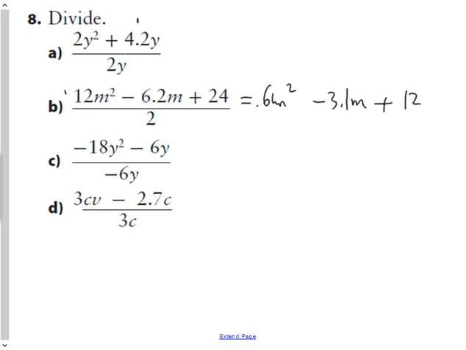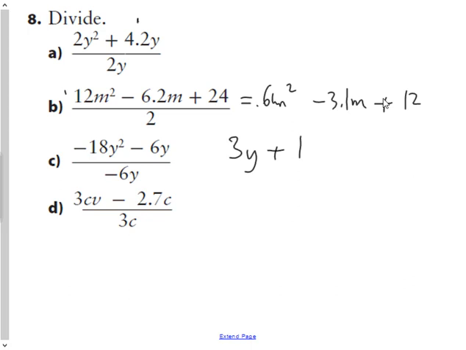Let's try and do C without doing the rewrite. I'm going to just, in my head, do this and see if I can do it. So negative 18y squared divided by negative 6y. Well, negative 18 divided by negative 6 is a positive 3. And y squared divided by y is y. So the first answer for the first arrow is 3y. And then negative 6y divided by negative 6y is really easy because any number divided by itself is 1. And a negative divided by negative is a positive, so the answer is going to be a positive 1. And that's the solution for C.